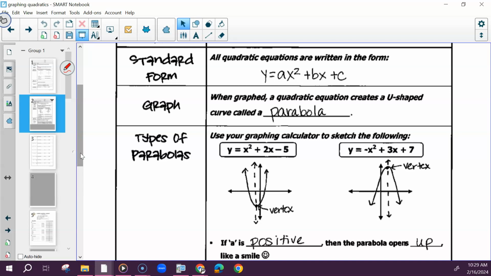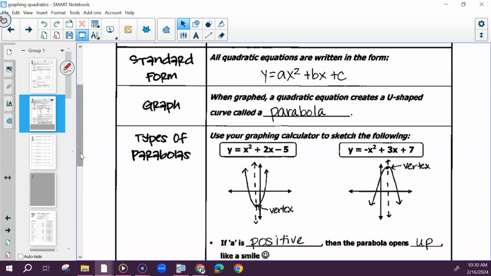So I mentioned that we're starting quadratics last class. All quadratic equations, except for the ones we were doing last class, are written in the form y equals ax squared plus bx plus c. You saw a lot of that when we were factoring. When graphed, a quadratic equation creates a U-shaped curve called a parabola.